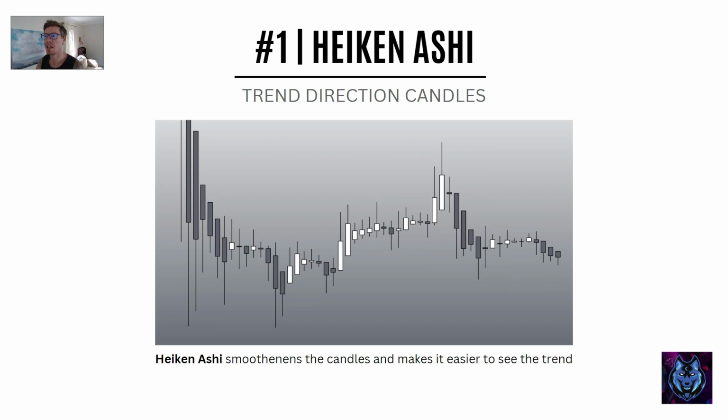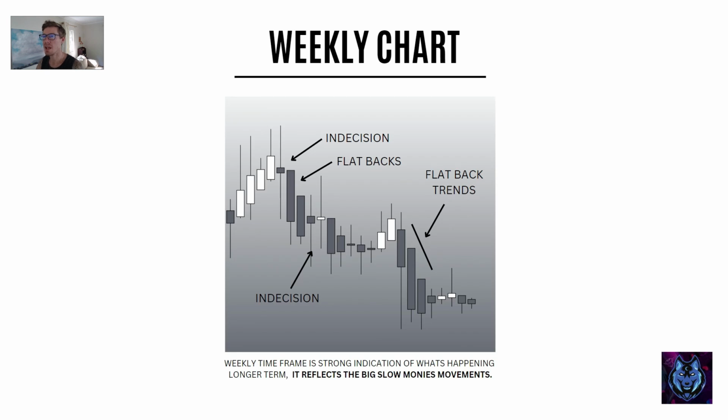Number 1, Heikin Ashi candles to help us with the trend direction. Heikin Ashi smoothens the candles and makes it easier to see the trend. First, we look at a higher time frame, such as the weekly. And as we can see on the Heikin Ashi, we get these flat backs. And then we get indecision, flat back, indecision, flat back, indecision, flat back, flat back. The weekly time frame is a strong indication of what's happening longer term. It reflects the big slow money's movements.